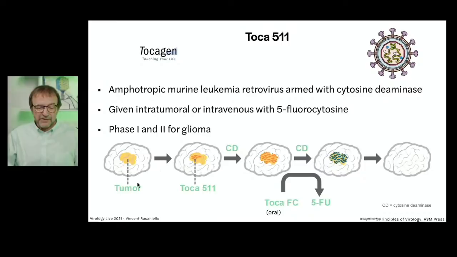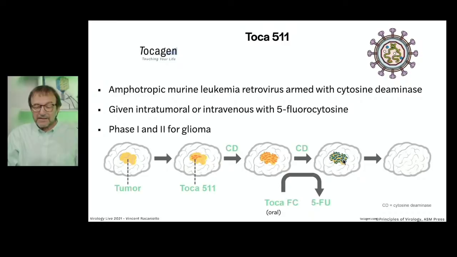The patients are then given 5-fluorocytosine, either IV or right into the tumor. The enzyme is made in the tumor cells by the vector. It converts TOCA FC to 5FU, and that kills the tumor cells. And it will just kill those cells and not other cells in the body because only there is the cytosine deaminase produced.